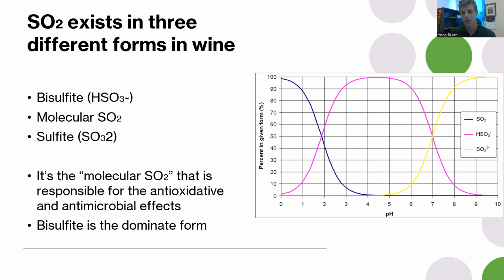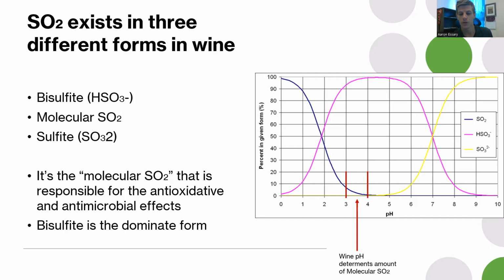So this chart on the right, the bottom x-axis, the horizontal axis, shows a pH from 0 to 10. The vertical axis shows percentage in a given form of sulfur dioxide. Wine pH usually exists between 3 and 4. We all pretty much understand that. If you follow these lines, the blue line is your molecular SO2 form. The pink line is the bisulfite form. So you see how the form of sulfur dioxide is dependent upon pH. And when we're dealing with wine, we're dealing with a pH between 3 and 4.